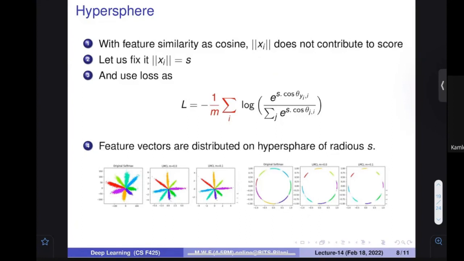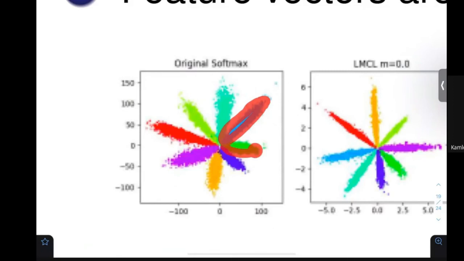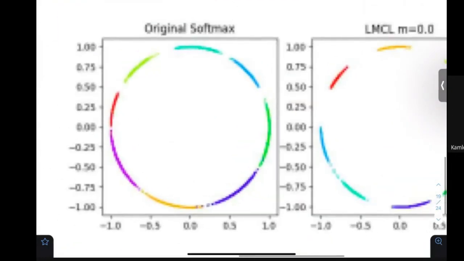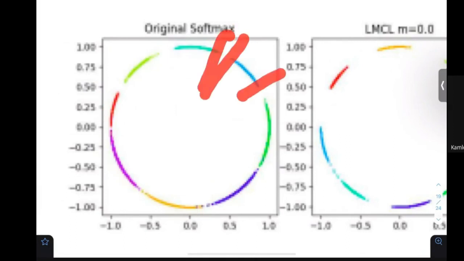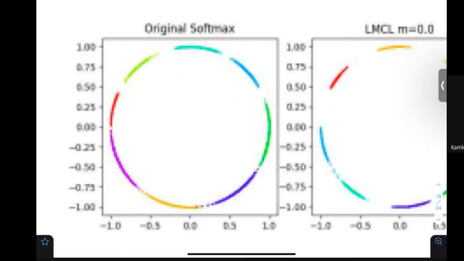Very, very interesting idea. Once again, see this: earlier your features were like this, so their distances could be different also. When we have normalized them, they are now on the surface only. It may be possible that somewhere in between there would be less space and somewhere high space, so it is possible they have a margin. But once again, it is a better representation.